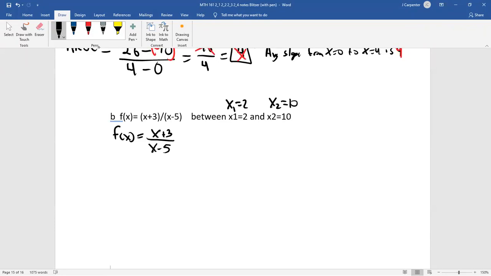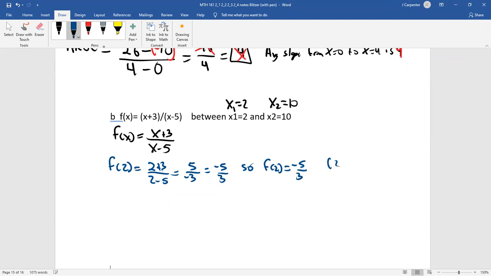The average slope will be different if you went between 0 and 5 or -2 and +2 or 0 and 1 or 0 and 10 or 0 and 50. We specifically want the change between 2 and 10. So first we got to find the f of x1 and f of x2. So we plug these in. F of 2 would be 2 plus 3 over 2 minus 5. Which is 5 over -3, which I don't like negatives and bottoms, so that's -5/3. So that point is f of 2 equals -5/3, or 2 comma -5/3, whichever way you prefer to write it.